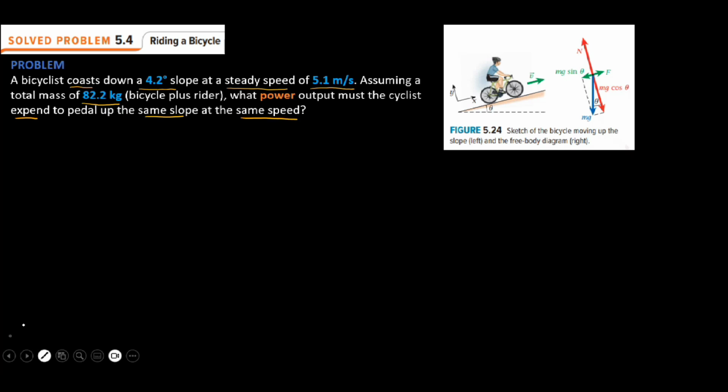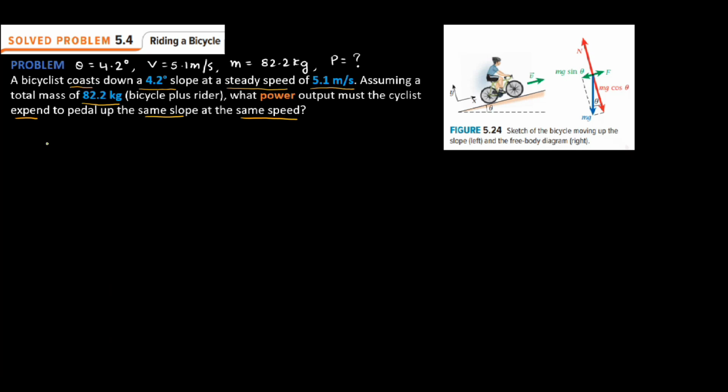Let us first write down what the question has given us. They have given you the angle theta of the slope, which is 4.2 degrees, the steady speed at which he goes down the slope, which is 5.1 meters per second, the mass of the bicyclist plus the cycle, which is 82.2 kilograms, and we need to find what power the cyclist must expend to move up the same slope with the same speed.